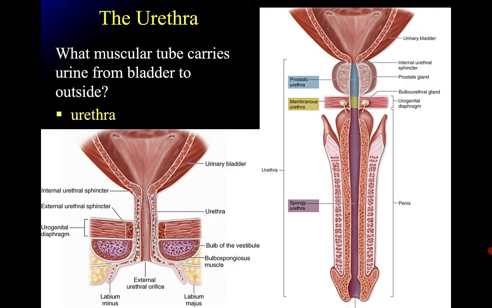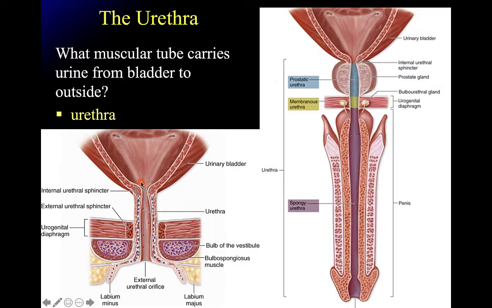All right, and we have our fourth and final component of the gross anatomy here. That is the urethra. And the urethra is this muscular tube that carries urine from the bladder to the outside. And we can see some differences here between males and females. So here's the bladder in both cases.